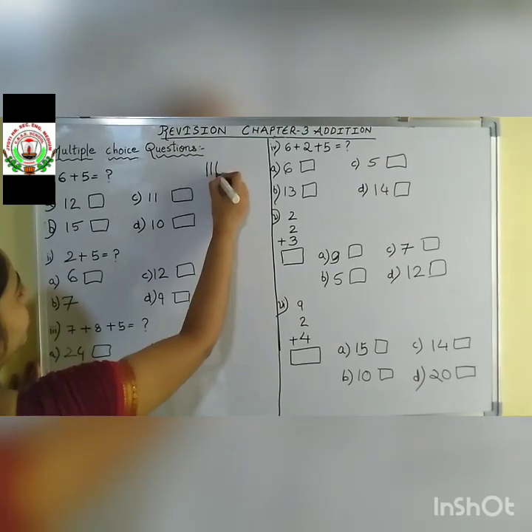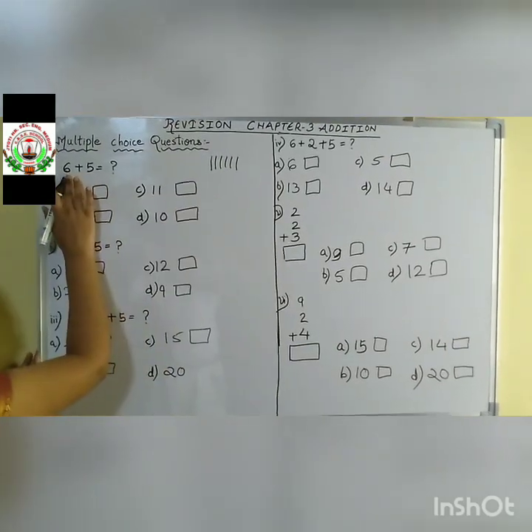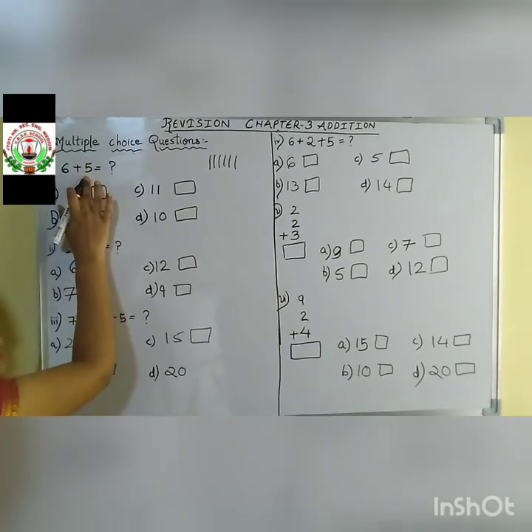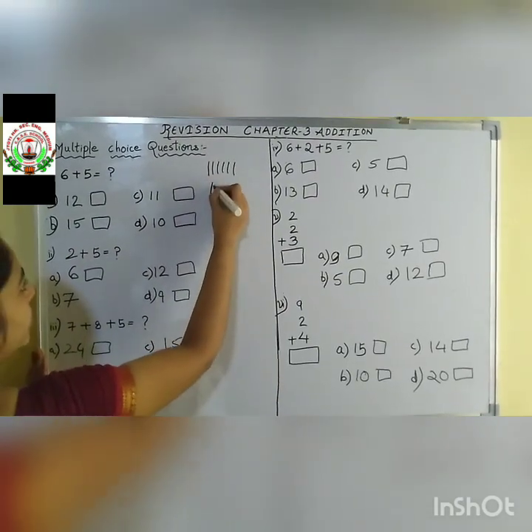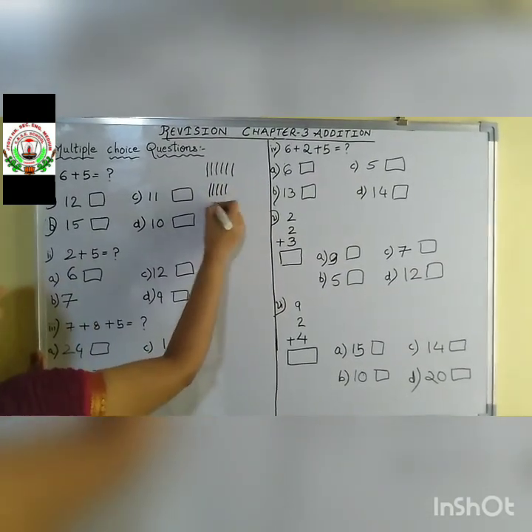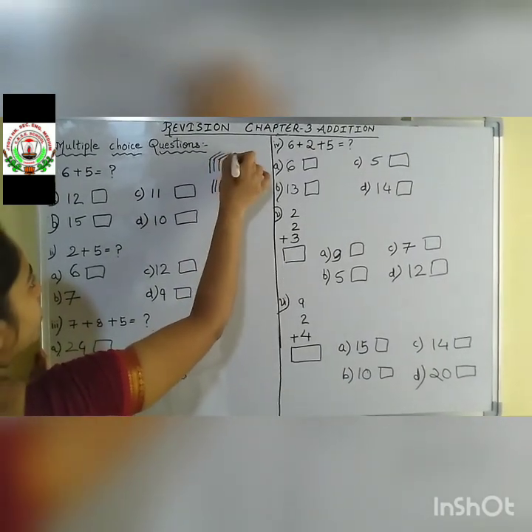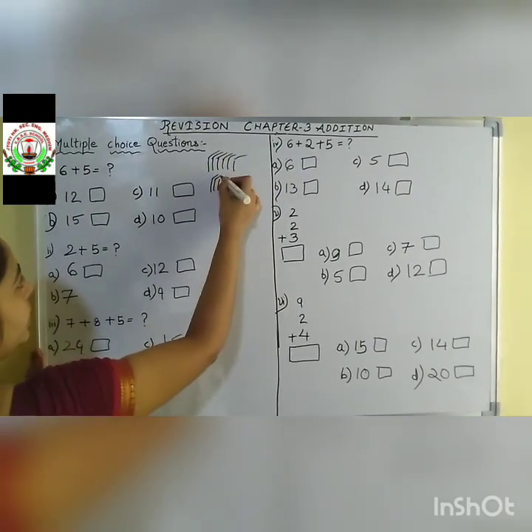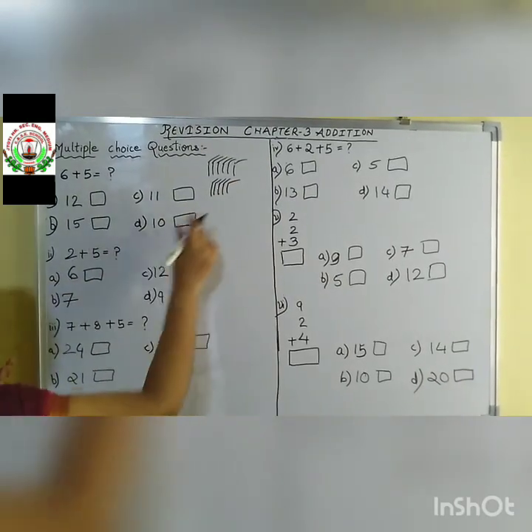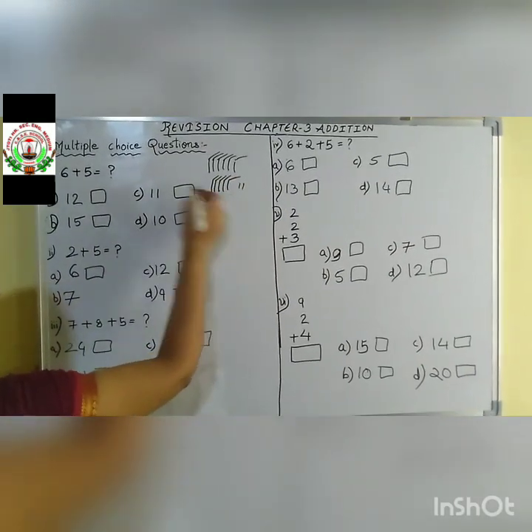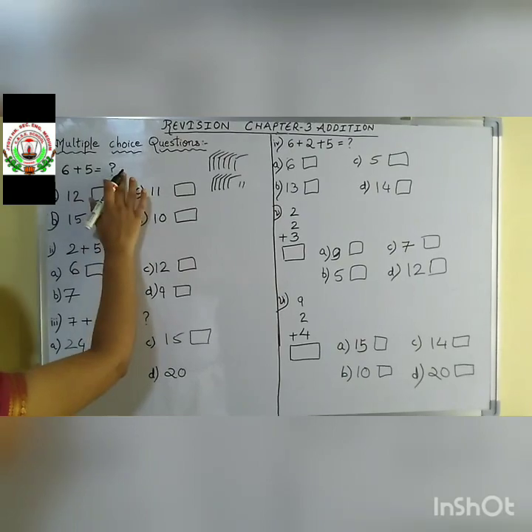1, 2, 3, 4, 5, 6. First number. And again what is the second number? 5. So again 5 sticks. 1, 2, 3, 4, 5. And all together you count the total number of sticks. 1, 2, 3, 4, 5, 6, 7, 8, 9, 10, 11. So how much did we get here? 11. So the answer of 6 plus 5 is 11.